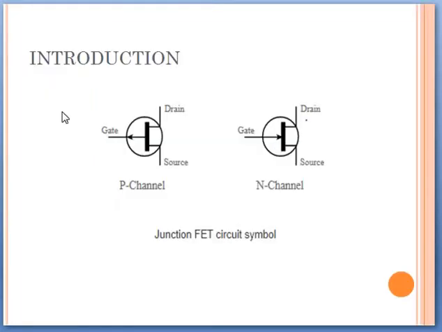The FET or field effect transistor has so many applications in the electronics field. The FET comes in two types, which are P channel and N channel. The P channel has a P type channel and N type gate, and the N channel has the N type channel and the P type gate. Now let us go into the operation.